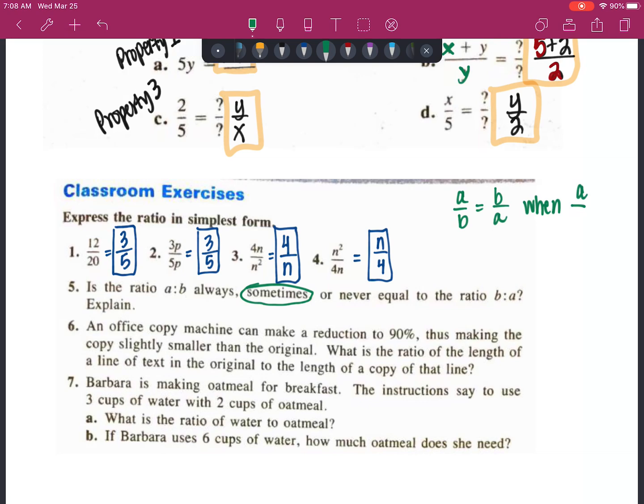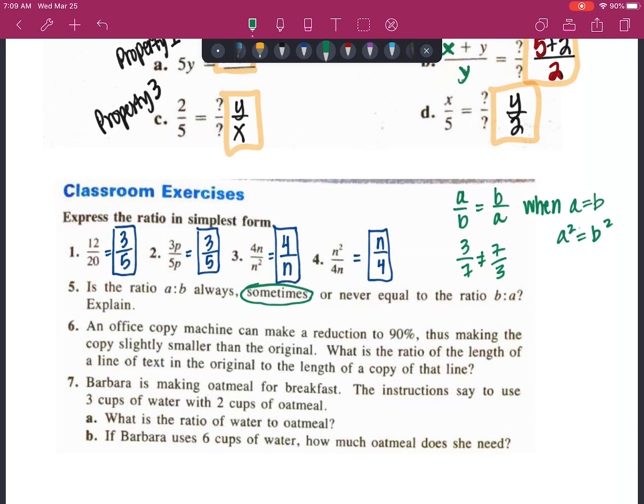a over b equals b over a, well, obviously, when a and b are equal. So if they're not equal to each other, for instance, if I have 3 over 7, that's definitely not equal to 7 over 3. So very rarely will they be equal. They will equal when a squared equals b squared. And again, that means when a equals b, right?